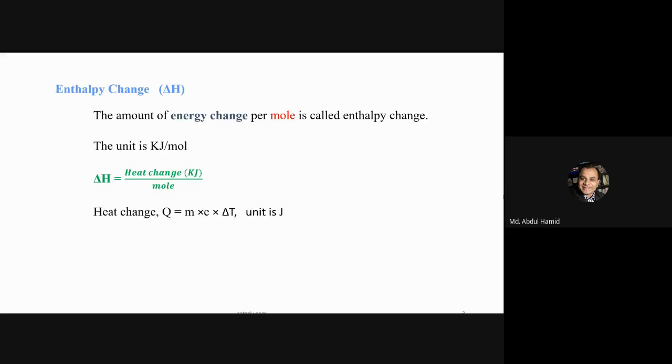Q is equal to mc del theta. This is the formula you know. M is the amount of solvent or the liquid actually. C is the specific heat capacity, del T is the temperature change. In physics also you have studied this one. So M is the mass, C is the specific heat capacity, del T is the temperature change in Kelvin actually. So if you know heat change divided by mole, you can calculate enthalpy change. Enthalpy change is delta H.